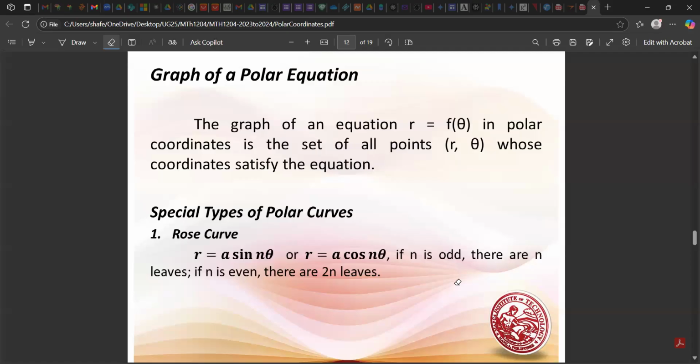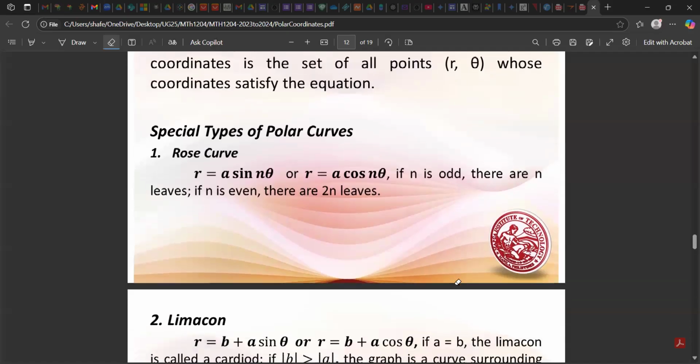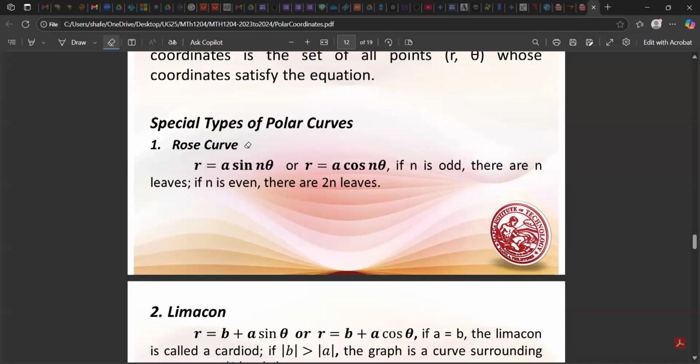Yeah, sure. So first we talk about the rose curve, right? Something called the rose curve. And rose curves take the form r equals a sine n theta, or r equals a cos n theta, either of the two. They tell you if n is an odd number, there are n leaves. If n is even, there are 2n leaves.